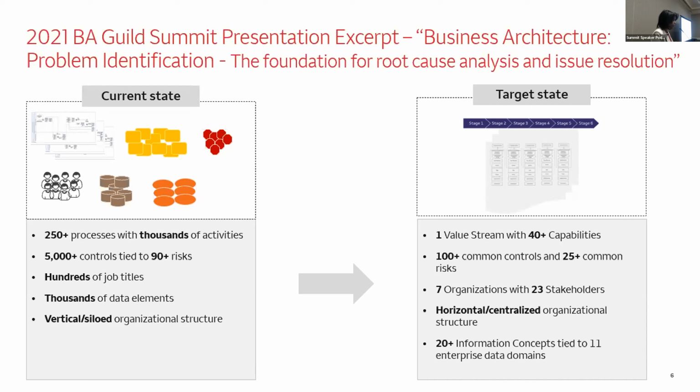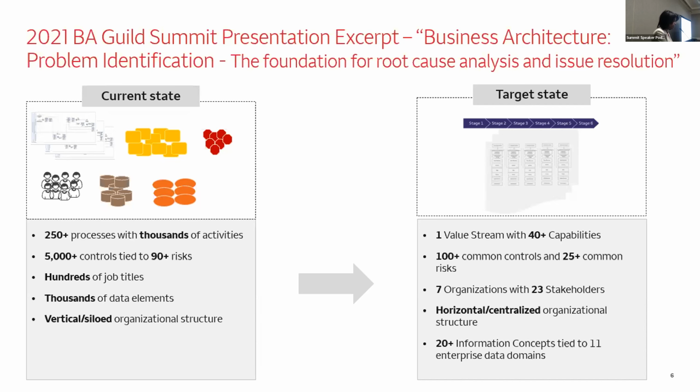We also rationalized their controls. There was a lot of redundancy. 7 organizations, 23 stakeholders. So instead of all those job titles, we helped them understand functionally how those stakeholders contributed to the value stream. And we also looked at ways to look horizontally and come up with ways to structure the organization so that it operated more efficiently. And then also the information concepts, about 20 information concepts as well.